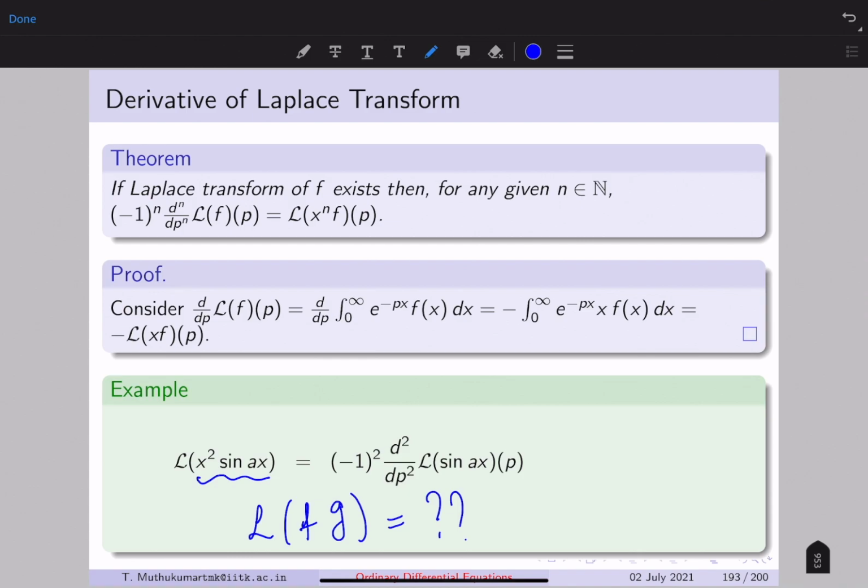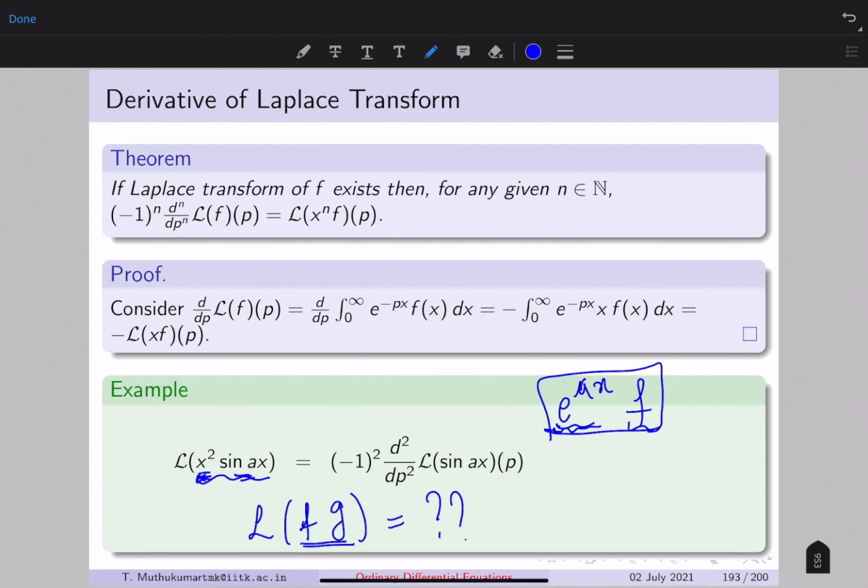So though we know x square individually and sine ax individually, we don't know what happens to the Laplace transform of the product. Here we are looking at some special cases, like when we multiplied f by e power ax, it was a special case. Similarly, we know x square individually, sine ax individually, and now what happens to the product. The shifting theorem was about multiplying by exponentials. Here it's multiplying by polynomials.